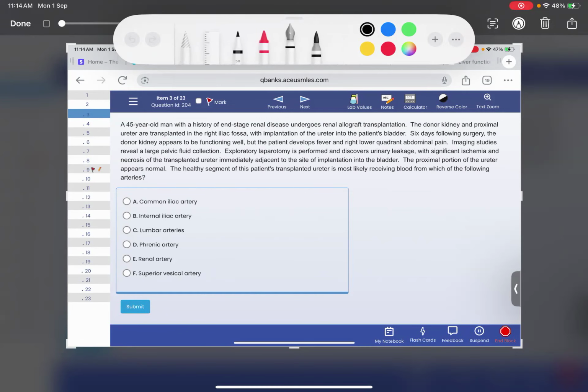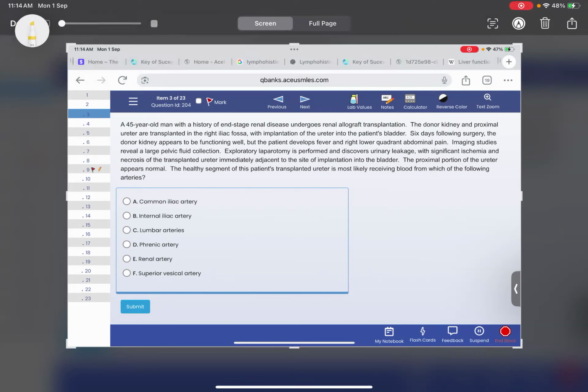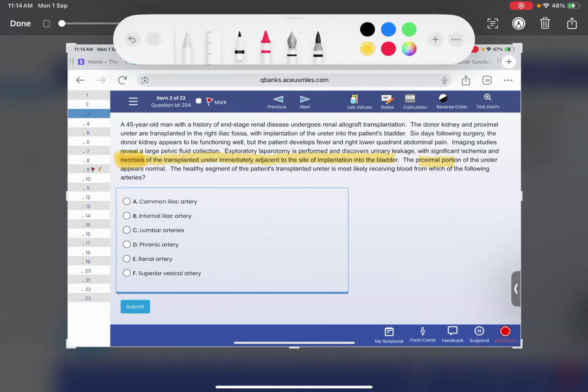So what do you think? Which part is being injured and which part is healthy? The proximal part of the ureter is normal, it is saying. So the distal part has necrosis, and the proximal portion is healthy, right? So let me tell you some important points about the ureter's blood supply. Does anyone know the blood supply of the ureter?